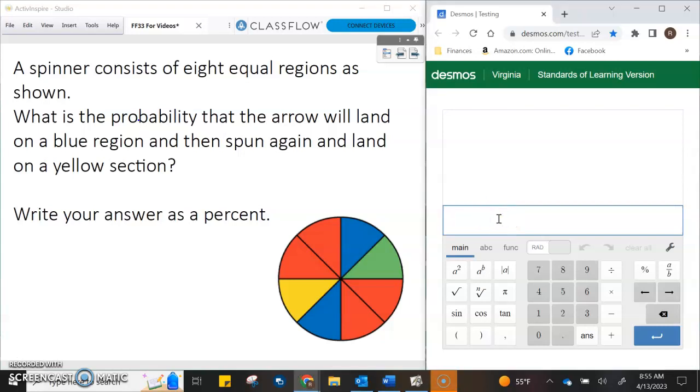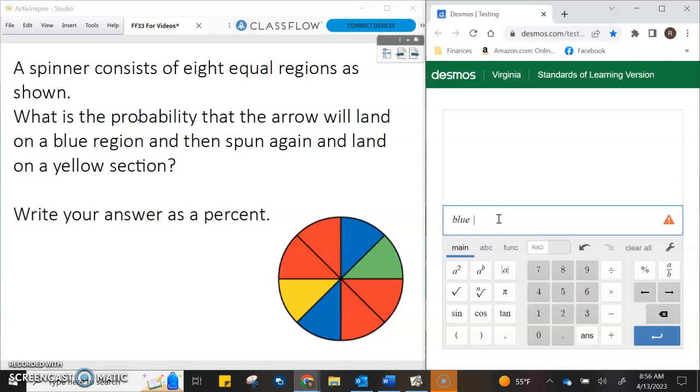So let's go ahead and start by looking at this. First of all, it's a spinner, so we know that that is going to be independent probability. But let's read and see what they're asking us. A spinner consists of 8 equal regions as shown. What is the probability that the arrow will land on a blue region? So we want blue first.